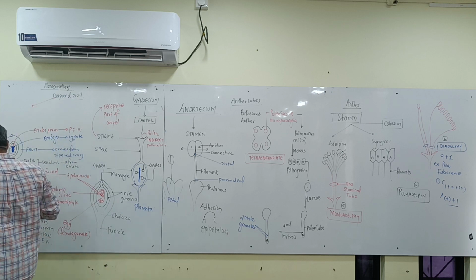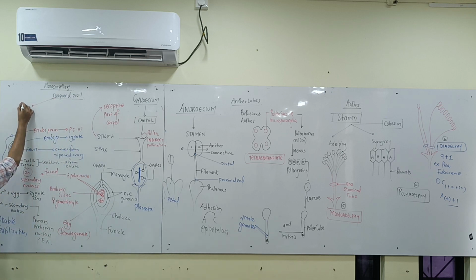Can you see this? Tell me who is this? Stigma, style, ovary. Who is this? Stigma, style, ovary. Then stigma, style, ovary on the thalamus. So is it one carpel or many carpels? Many carpels.